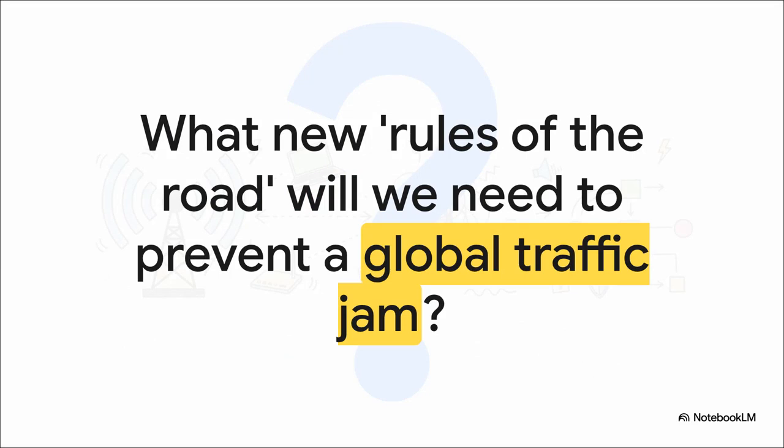So that brings us to today. We've built this incredible system, but our invisible highway is getting more crowded every single day with billions of new smart devices coming online. So the real question is, what new rules of the road will we need to invent to prevent a global traffic jam?